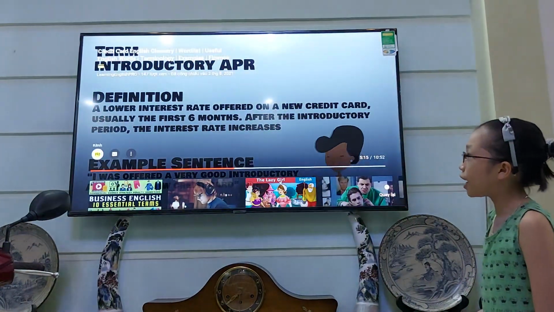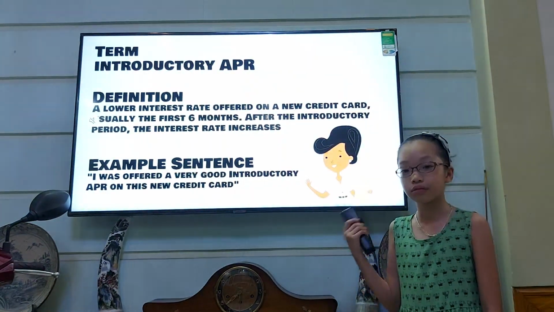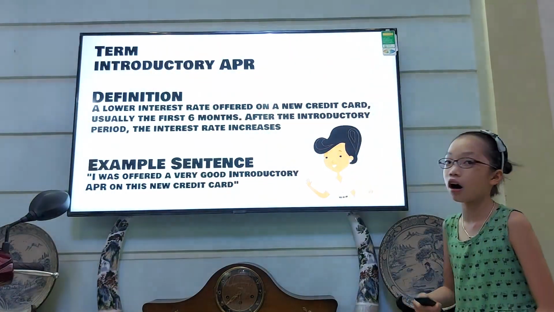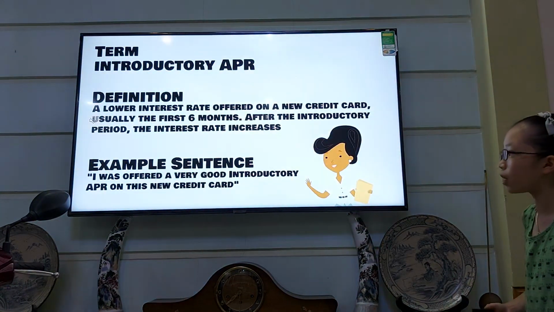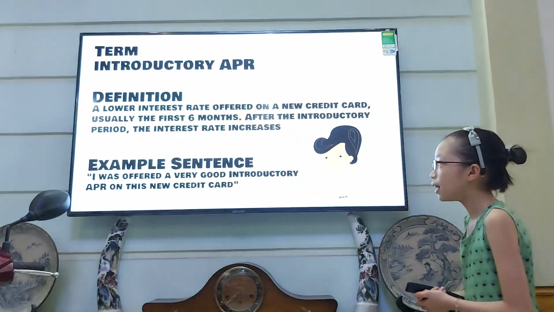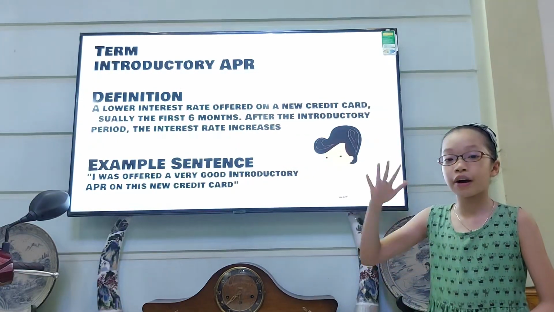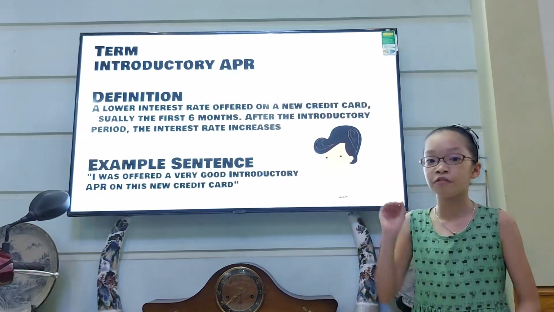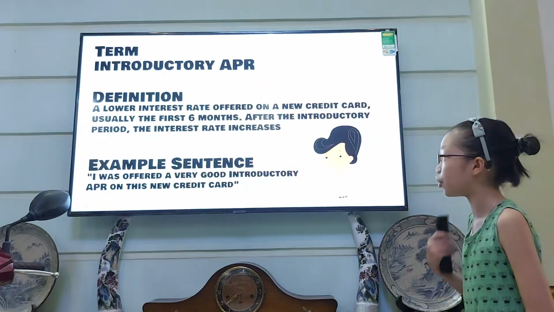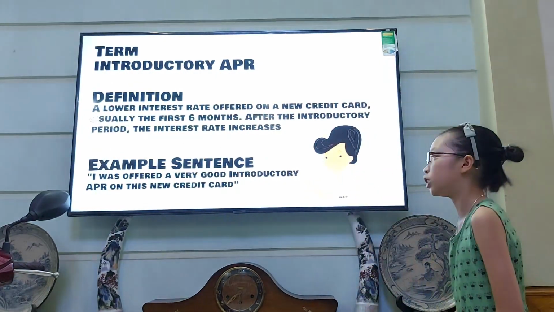We have introductory APR. Also APR, annual percentage rate. Introductory APR: a lower interest rate offered on a new credit card, usually for the first 6 months. After the introductory period, the interest rate increases. Increase means they become very high, but decrease means they become very low. I was offered a very good introductory APR on this new credit card.